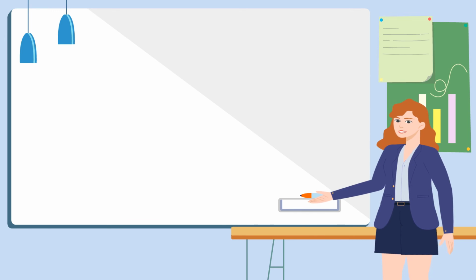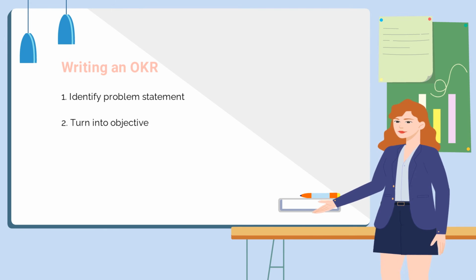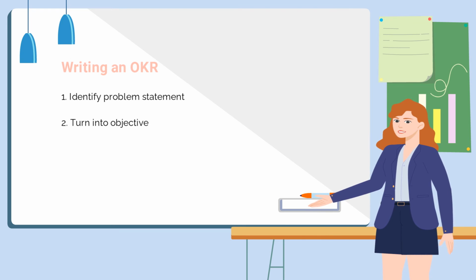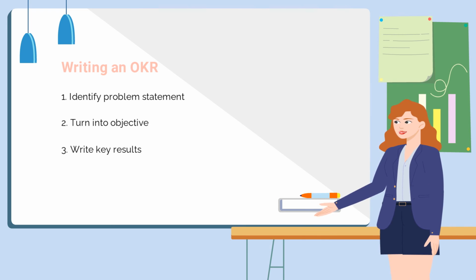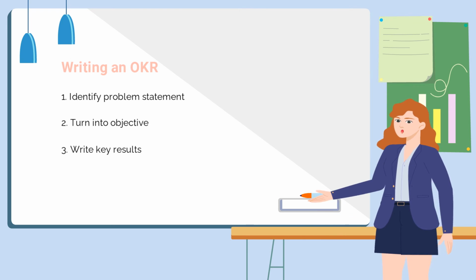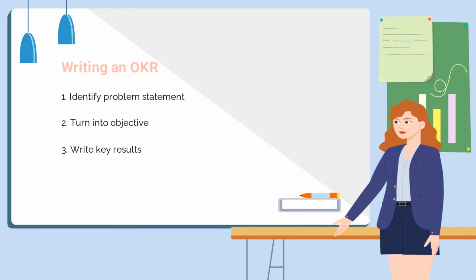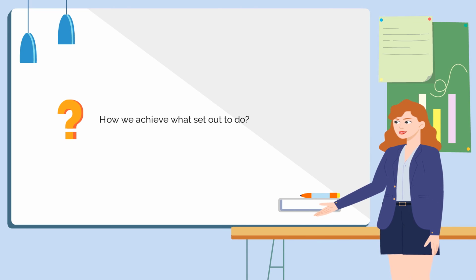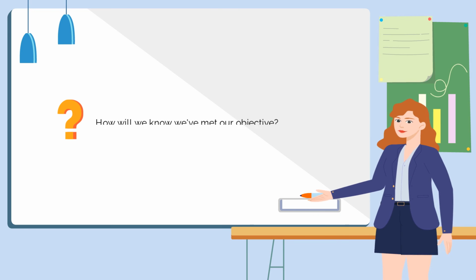What gets measured gets managed. After you identify a problem you want to solve and write an inspiring objective to help you overcome that problem, it's time to decide which key results you'll use to measure your success. A good set of key results answers the following questions. Have we achieved what we set out to do? And how will we know if we've met our objective?